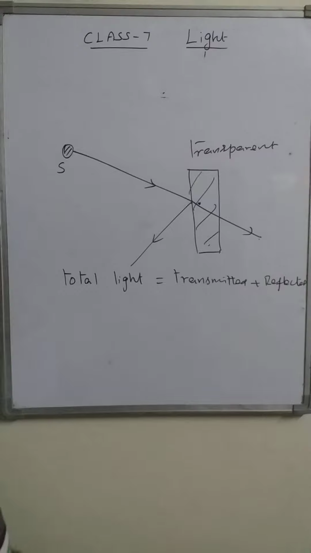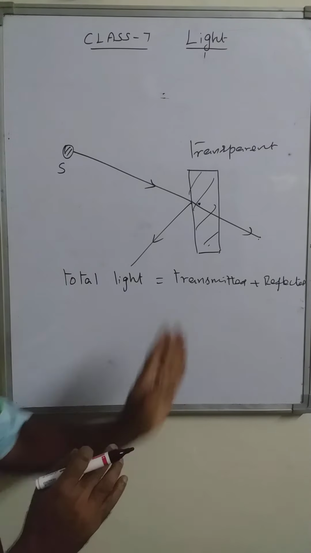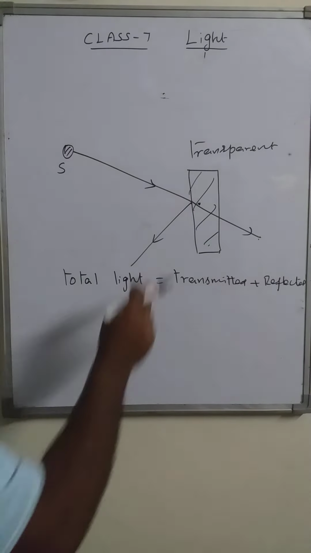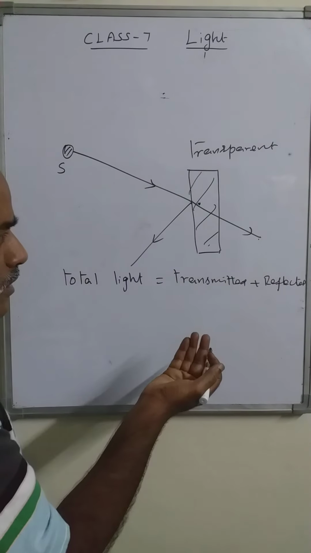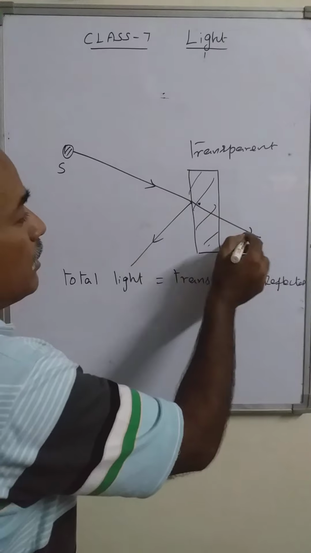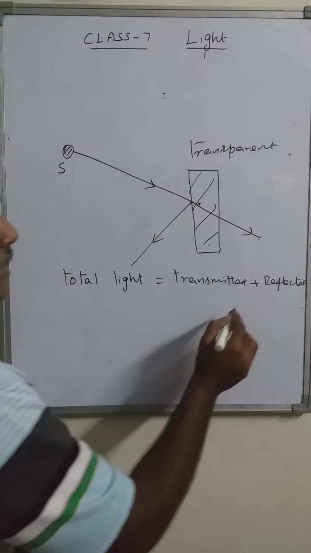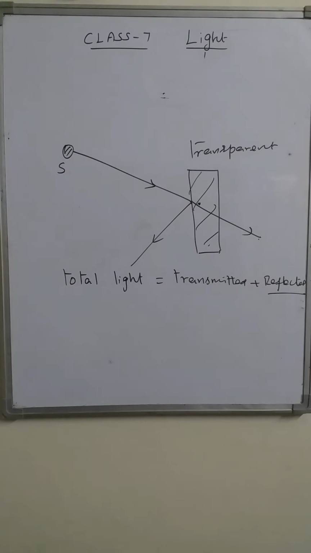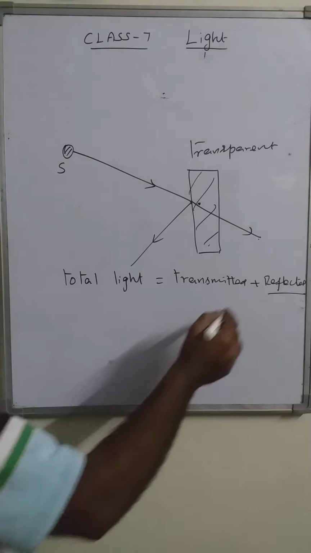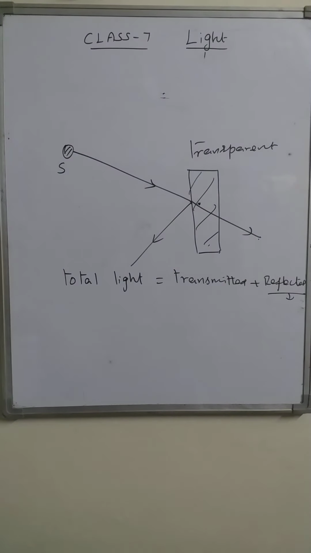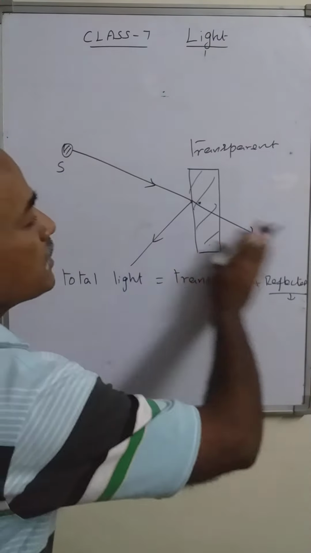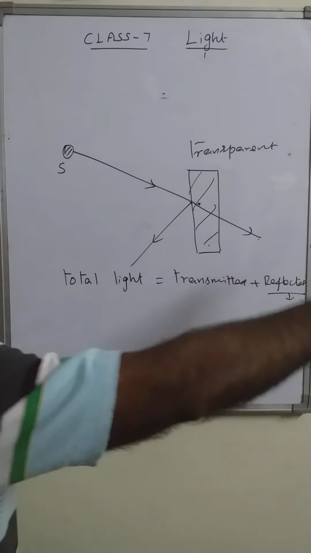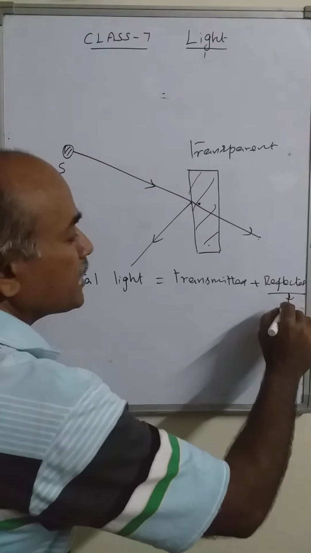No dust particle, no layer is formed on its surface. It is perfectly transparent. If the surface is perfectly transparent, then what will happen? Completely all the light is transmitted through the surface, that means there is no reflection. If the surface is transparent, the total amount of light passes through the surface. So no reflection takes place.